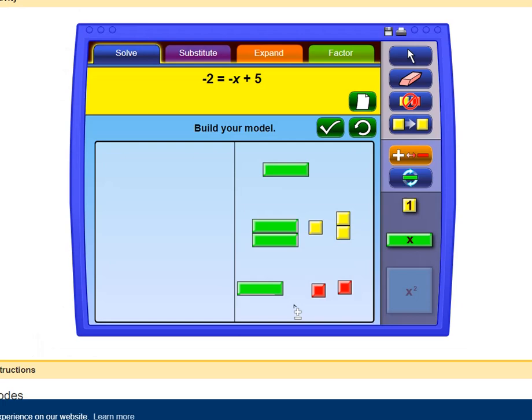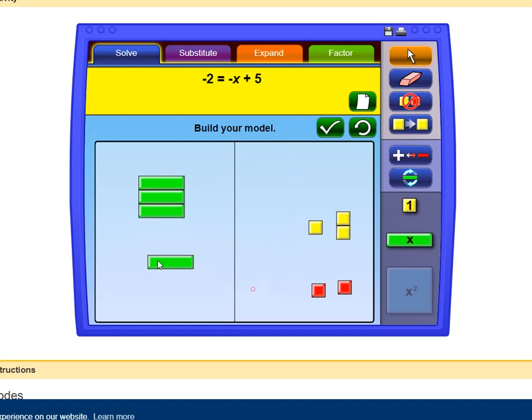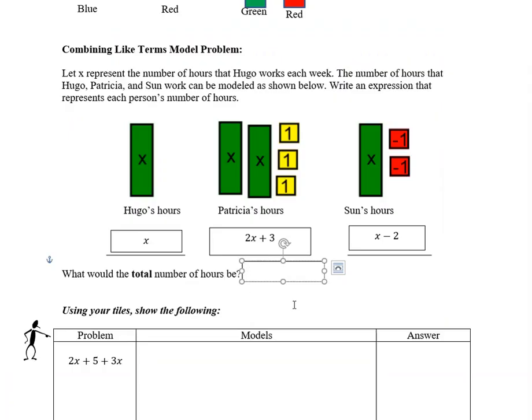So now I'm going to switch here to my model so I can model it with you. Now we're talking about like terms. Remember, we can only combine like terms. So I'm going to group all these like terms together, noticing the shapes are alike. This is what makes them like terms. So now how many of these do I have? You're right, I have 4. So I have now 4 x's.